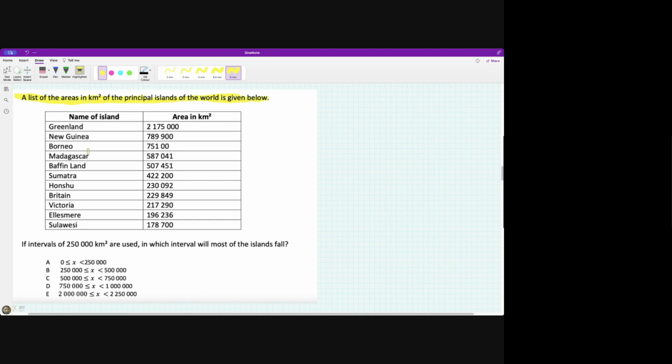Which island has the biggest area if you look at the table? I want you to tell me in the chat. So I can definitely see that Greenland is the island with the biggest landmass. Which one is the smallest? Which island has the smallest landmass?